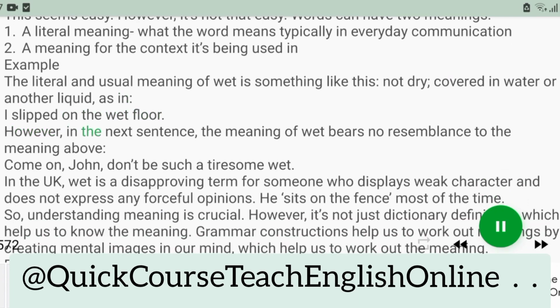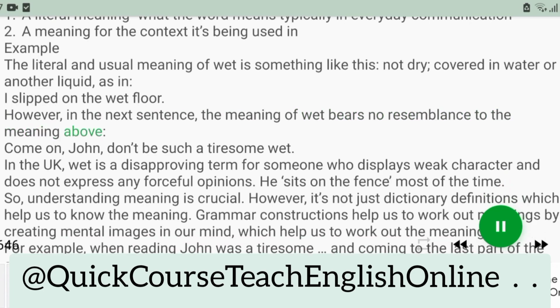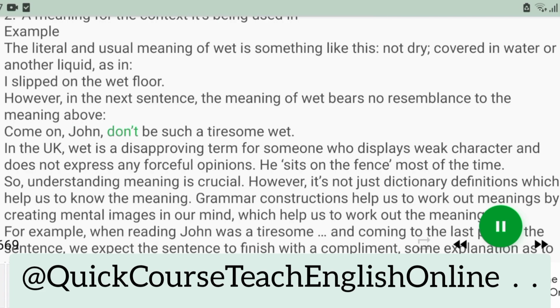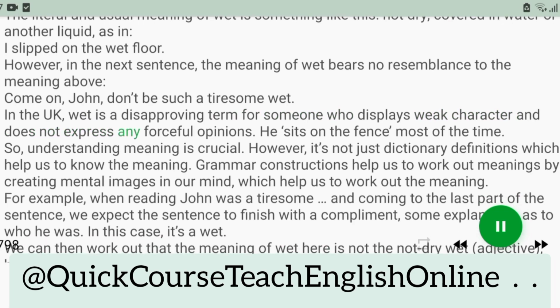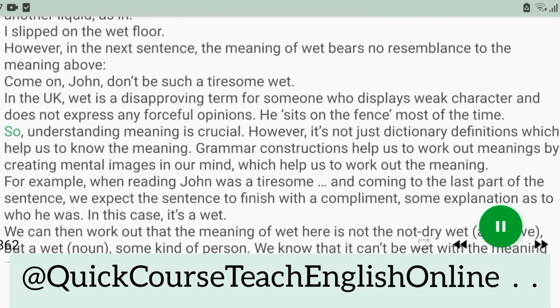However, in the next sentence, the meaning of wet bears no resemblance to the meaning above. Come on, John, don't be such a tiresome wet. In the UK, wet is a disapproving term for someone who displays weak character and does not express any forceful opinions. He sits on the fence most of the time. So, understanding meaning is crucial.